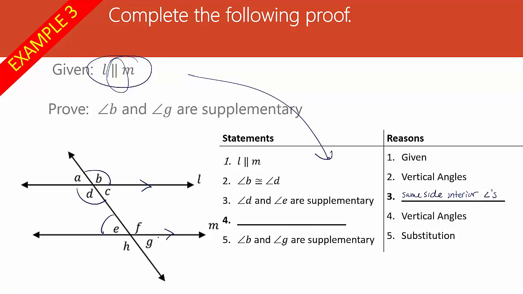We know that E and G are congruent because they're vertical angles. So we would write angle E is congruent to angle G because vertical angles are congruent. And then this last step, angle B and angle G are supplementary, so that's basically substitution. We knew that angle E was congruent to angle G, and we just needed to substitute G in up here. And you can do that because we knew that angle B was congruent to angle D, and D and E were supplementary, so we just substitute that in.